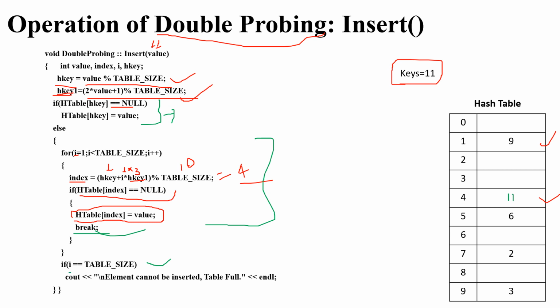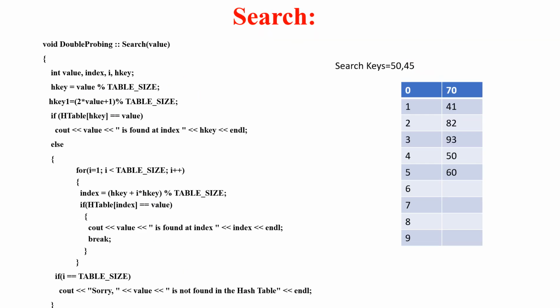If it is table size, it will tell you that your table is full, you cannot insert the new element. So this is all about the double hashing insertion in a hash table. My next operation is the searching. How will you search an element using the double hashing in your hash table?